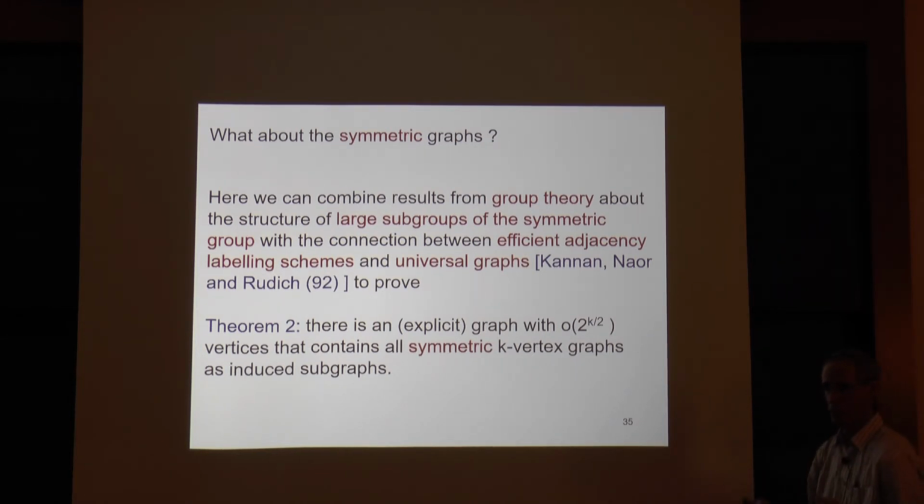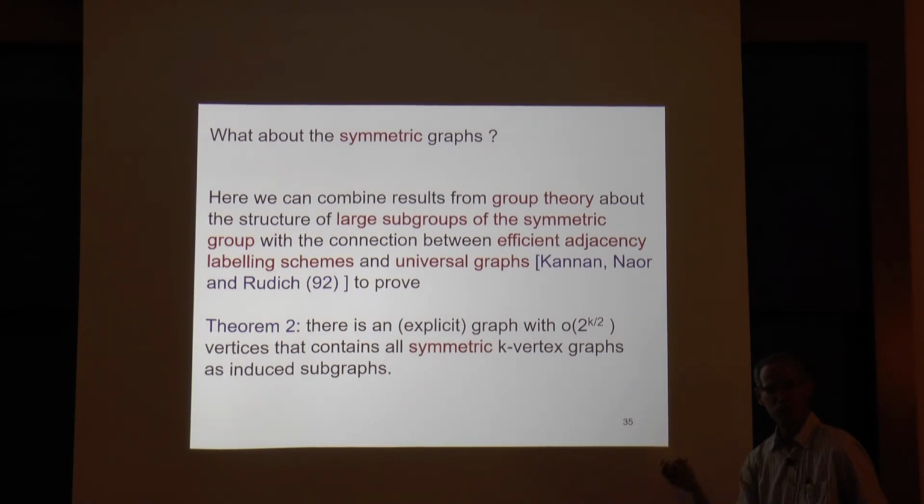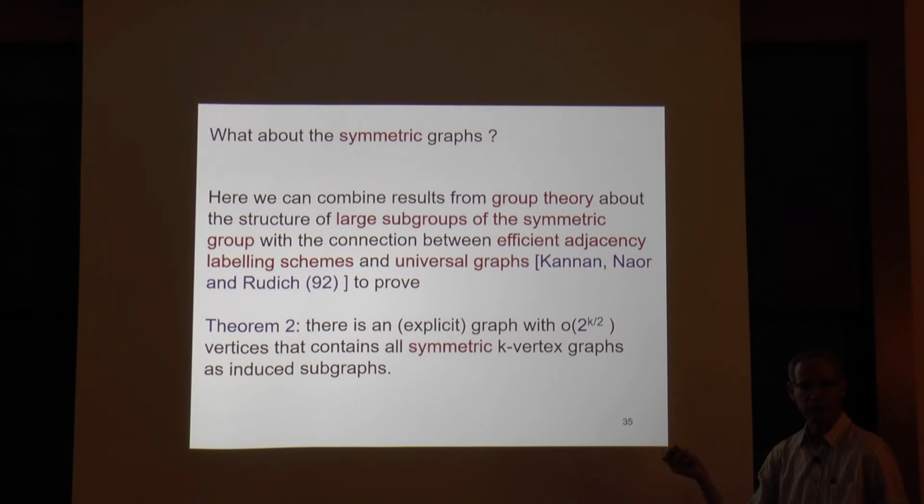So we will know something about the number of fixed points, and although we will not understand the graph completely, and we will not know very much about its automorphism group, still we will know enough about it to be able to use this connection between adjacency labeling schemes and universal graphs in order to construct explicitly a much smaller graph that will handle all these symmetric graphs.